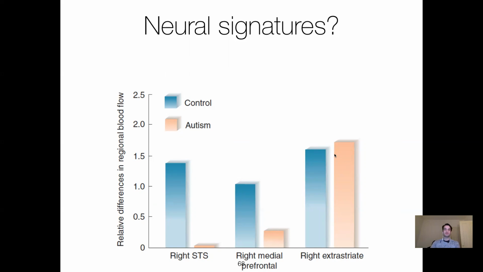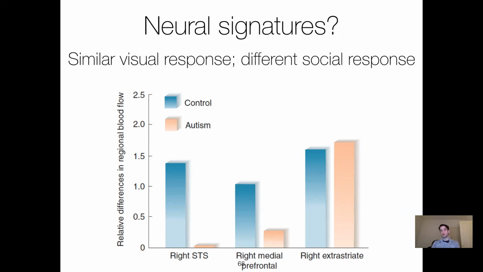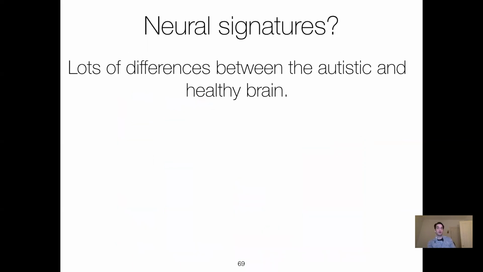So it seems as if even though there are these similar visual responses, there are fairly different social responses in the autistic brain. So people have really started to focus on what differentiates the social brain for autistics versus the social brain for control populations. Now, like I said, there are lots of these differences between the autistic brain and the healthy brain.